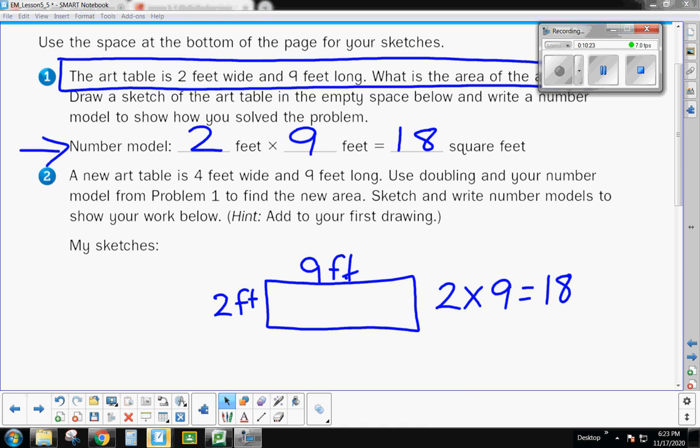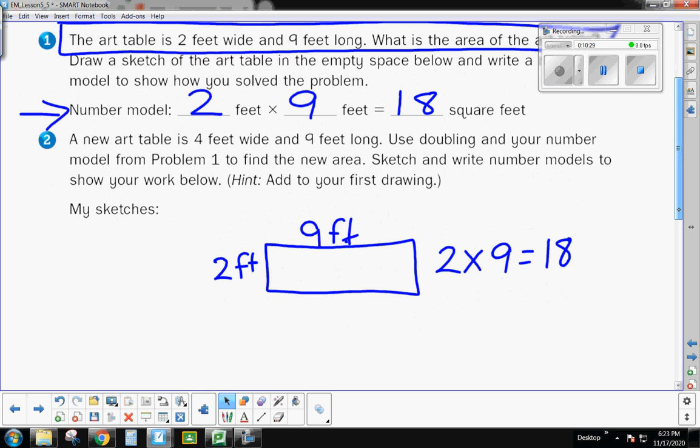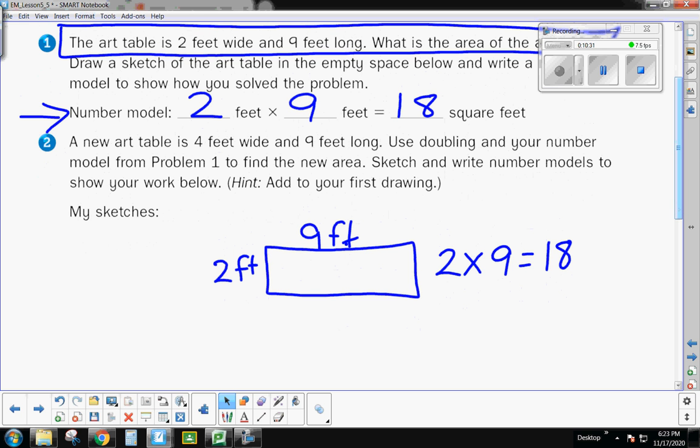Now, number 2, it says a new art table is 4 feet wide and 9 feet long. So use doubling and your number models from problem 1 to find the new area. Sketch and write a number model to show your work below. So boys and girls, let's go ahead and use the doubling. I want you to now change this new art table to be 4 feet wide and 9 feet long. Go ahead and pause that video.